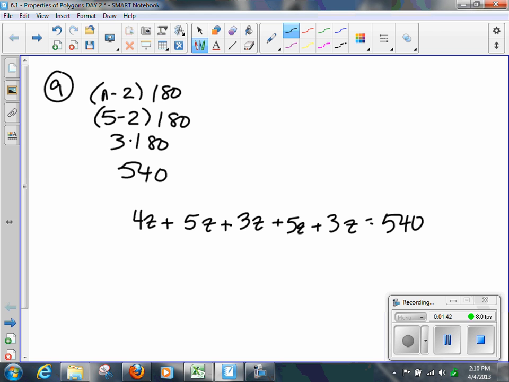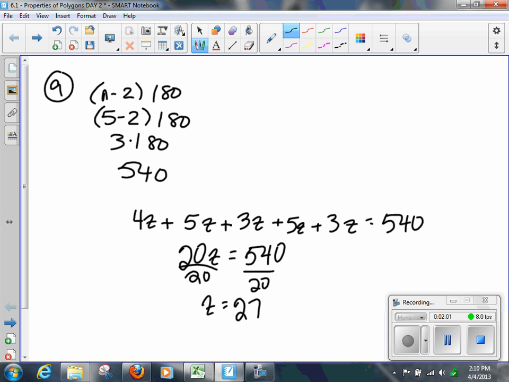3 plus 5 is 8. 8 plus 3 is 11. 11 plus 5 is 16. 20z is equal to 540. Divide both sides by 20. 27. And is that what it asked us to do?